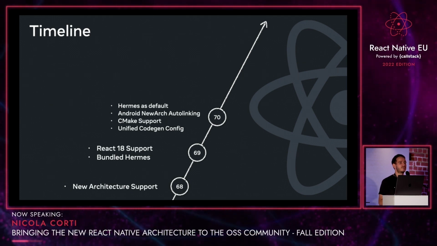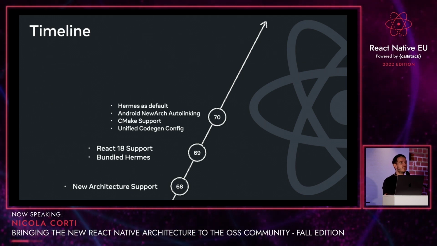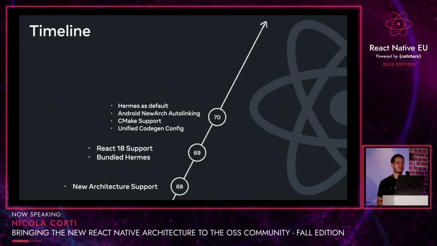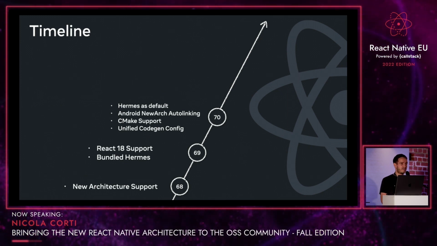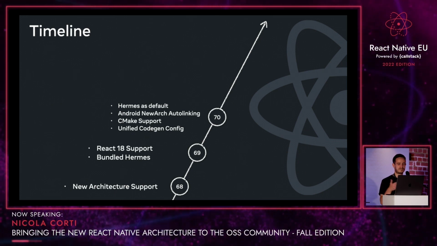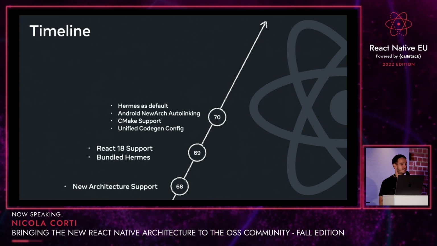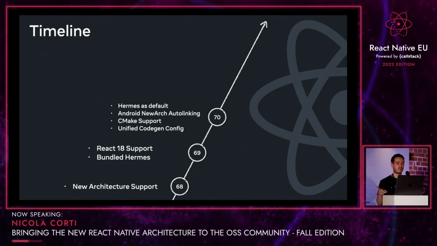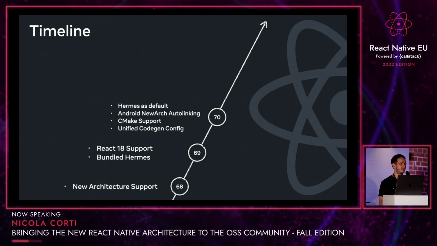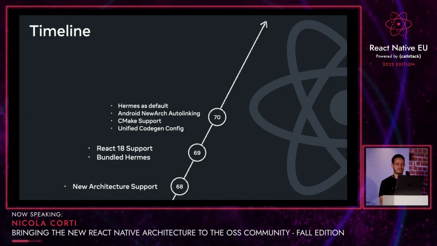And the reality was that auto-linking was not working on Android for the new architecture, because we also have C++ code. This has been developed by CallStack, thanks for doing that, and is now shipped in 70. So you're free to use it. It will work completely transparently, so you will not have to do anything. It will just work out of the box.